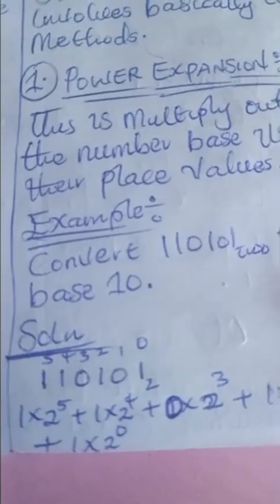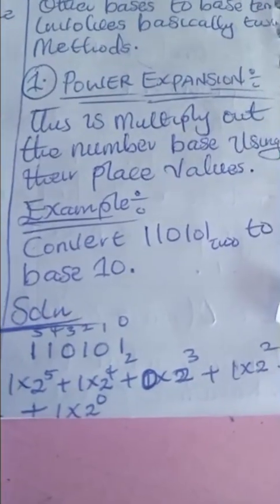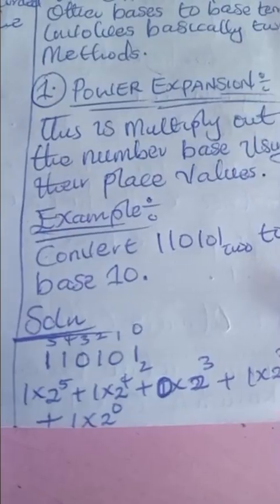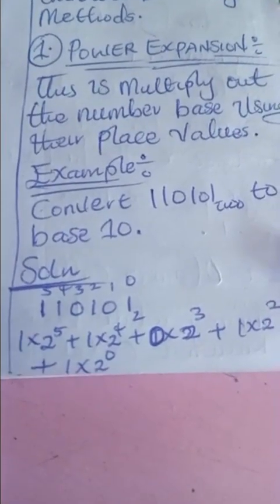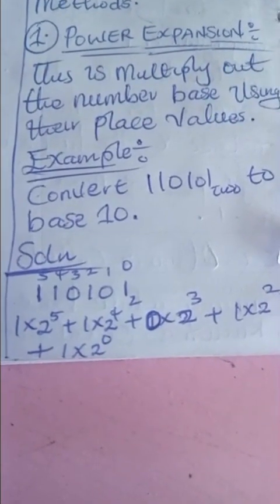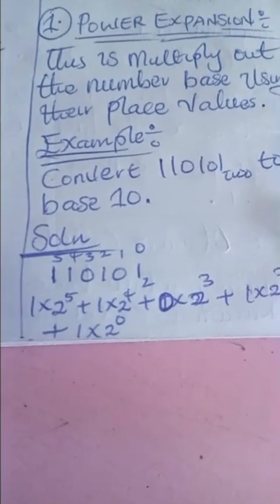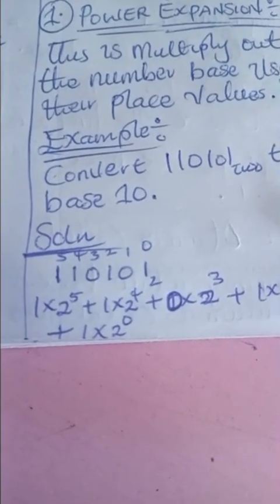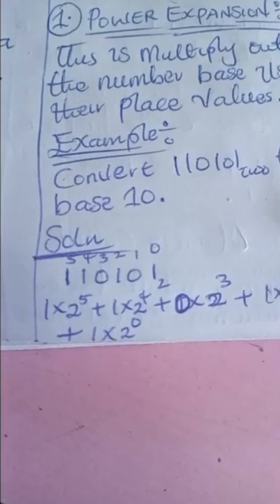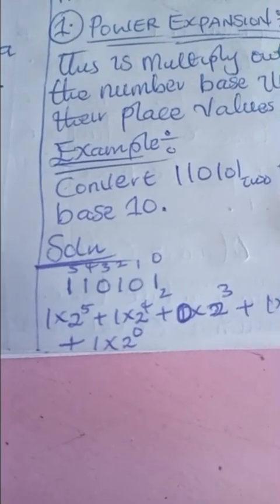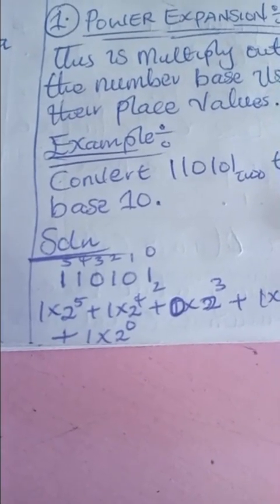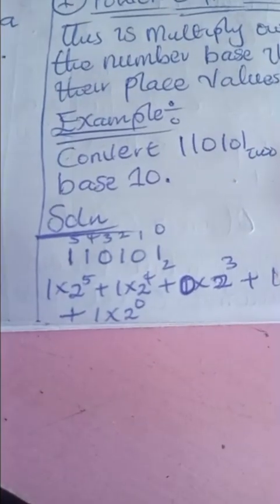Now, power expansion. This is multiplying out the number base using their place values. Example, convert 110101 base 2 to base 10. Now using the place value, we start from 0, 1, 2, 3, and up to 5. Now we use the base to multiply it.